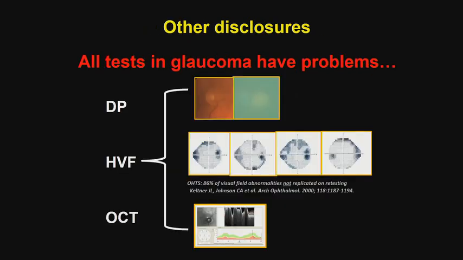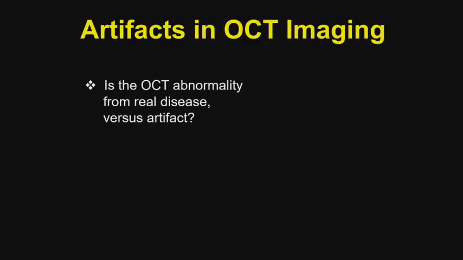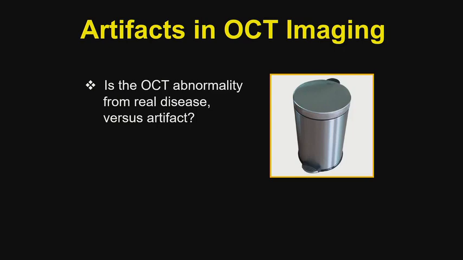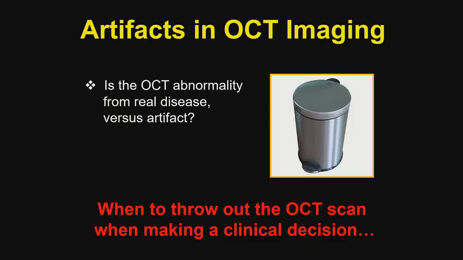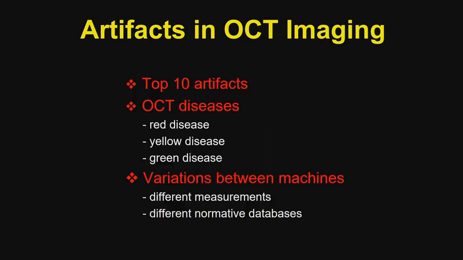And I'm also not unfairly singling out OCT tests because we know that all glaucoma tests have problems. Disc photos can be blurry. The OATS study has shown us that 86% of visual field defects can't be repeated. And of course, the topic of this talk, OCT artifacts. So the overarching question for this talk is: is the OCT abnormality from real disease? Is it from glaucoma? Or is it from an artifact? Because if it's an artifact, we have to have the presence of mind to throw out that data point.